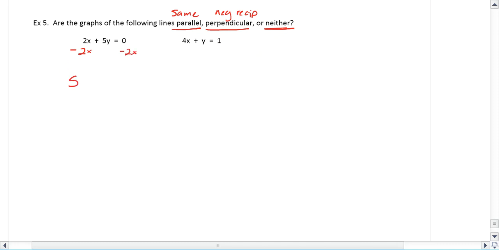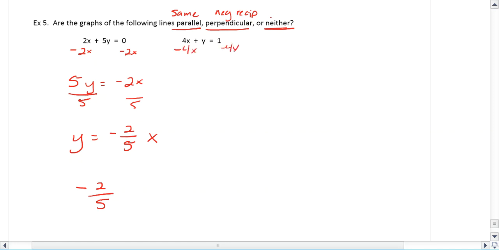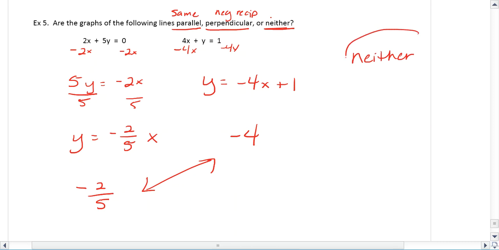So let's subtract a 2x from both sides. So I got 5y equals negative 2x. Divide both sides by 5. And we have y equals negative 2/5 x. So we have the first slope that is negative 2/5. So let's check this slope now. So we'll start by subtracting the 4x from both sides. So I have y equals negative 4x plus 1. So this slope is negative 4. These two slopes are not the same, and they're not negative reciprocals of one another. So we're going to say that these lines are neither one of these things.